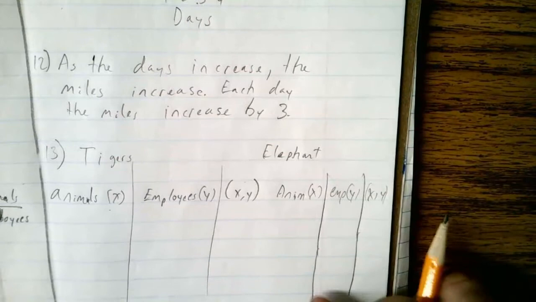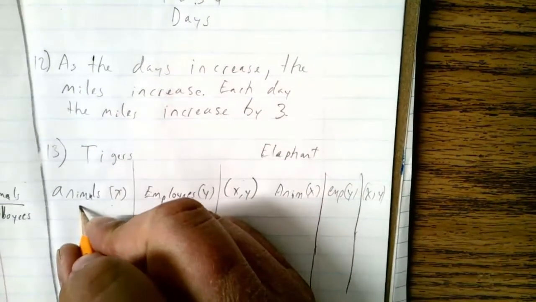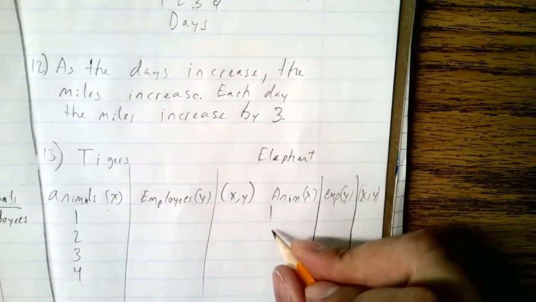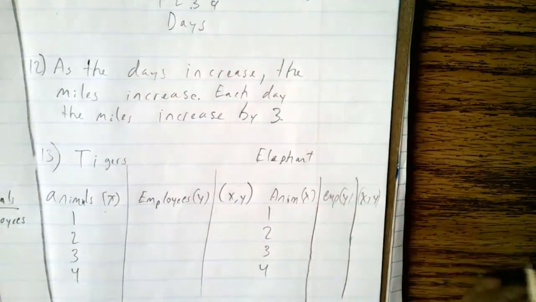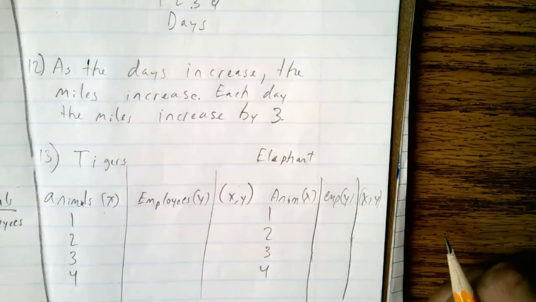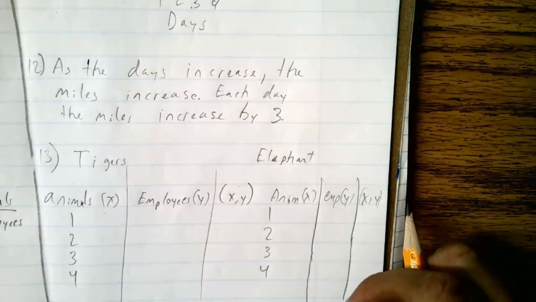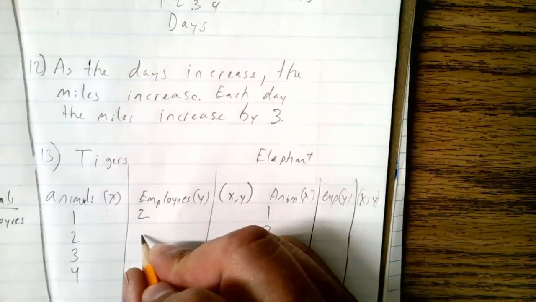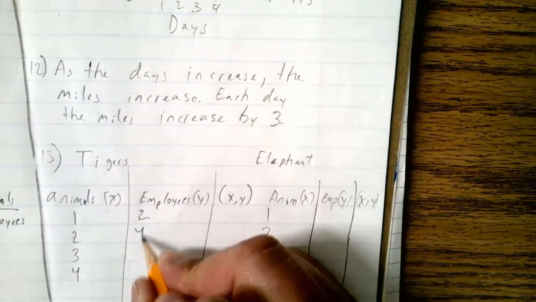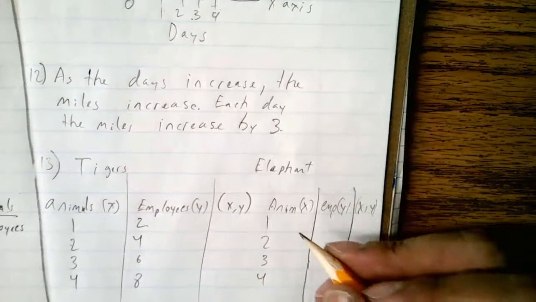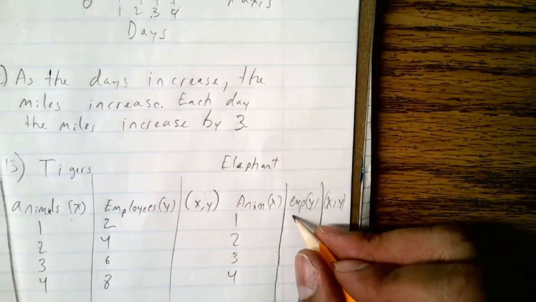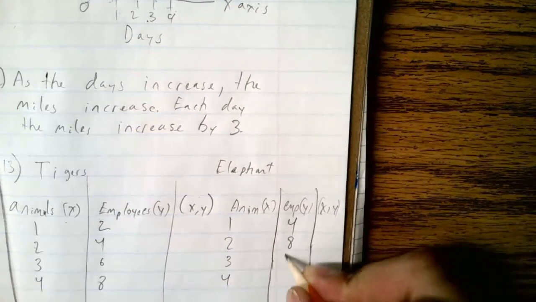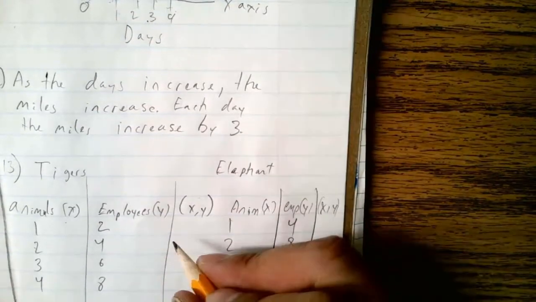That's on me. But anyways, we have 1 tiger, 2 tigers, 3 tigers, 4 tigers. 1 elephant, 2 elephants, 3 elephants, 4 elephants. Now, according to the directions, for every tiger, it takes 2 employees. So 2 tigers would mean 4, and then 6, and 8. And for the elephants, you need 4 employees. 4, 8, 12, 16.